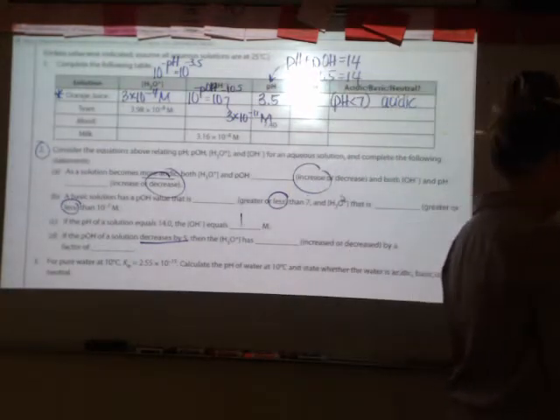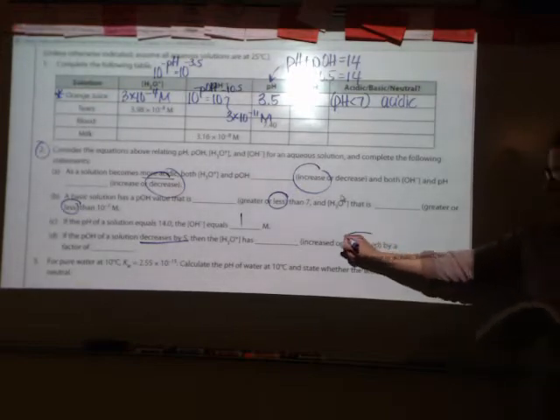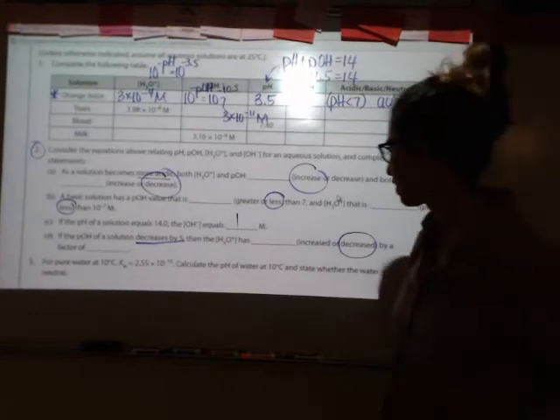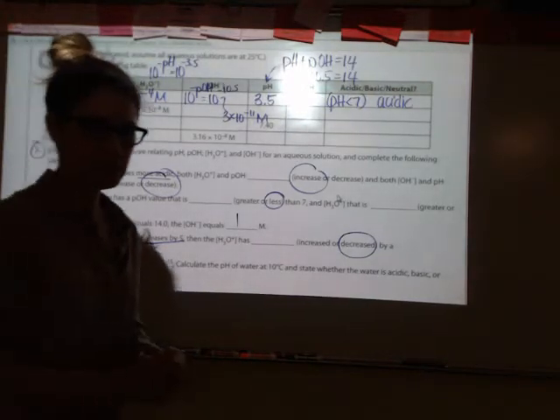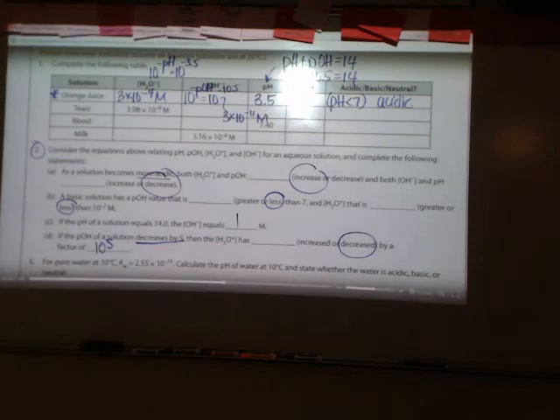Also in the table. D, if the pOH of a solution decreases by 5, then the hydronium ion concentration has decreased by a factor of 10 to the 5th. Like that's power of 10. We good?